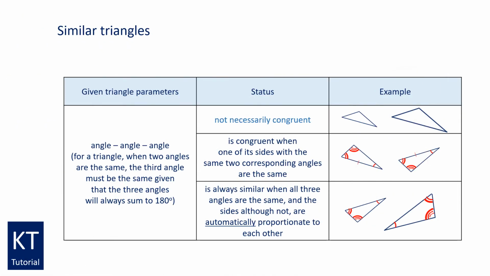Also from the first slide on congruent triangles, when three angles are the same, the triangles are not necessarily congruent, except when one of its sides with the same two corresponding angles are the same. In math, when all three angles are the same but the sides are not, these sides would automatically be proportionate to each other. And such triangles are known as similar triangles.